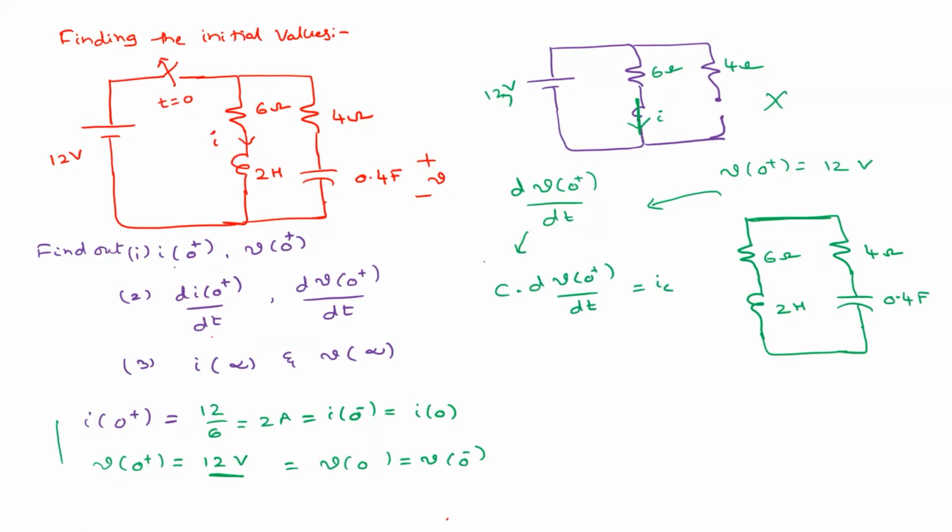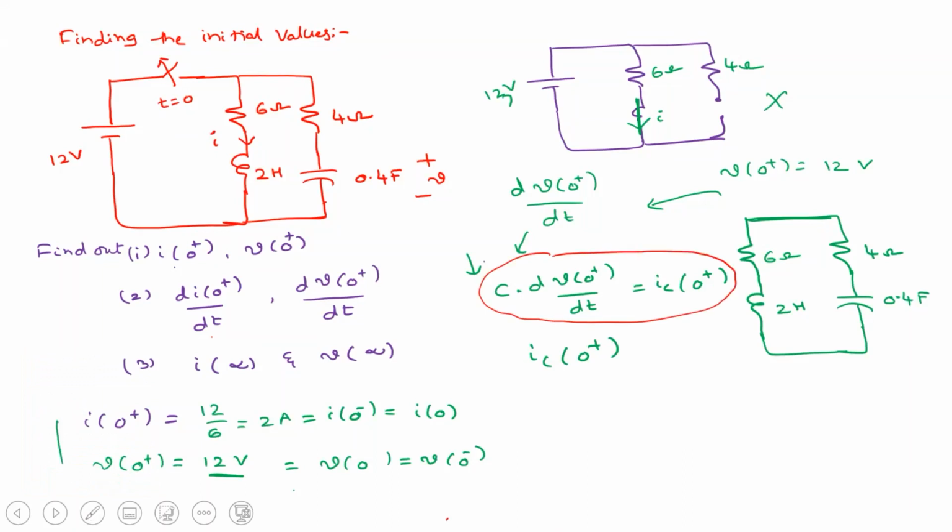So what we have to do is find the capacitor current IC of 0 plus. So this is equal to IC at 0 plus, right? Agree with this equation? Yes, sir. If you calculate the capacitor current IC at 0 plus time, you can obtain C into dV of 0, and from that you can calculate V at the 0 instant, right? So now how to calculate IC at the 0 plus instant?